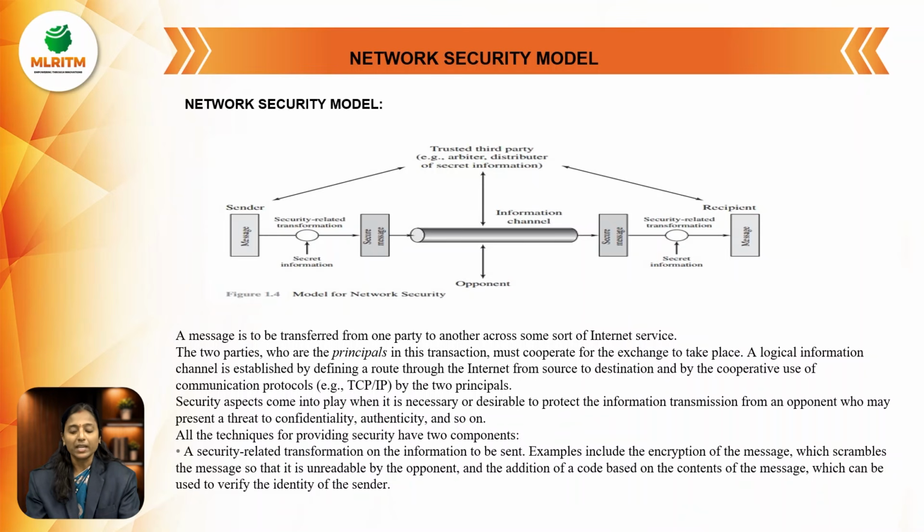The next is the network security model. Here a message is transferred from one party to another across some sort of internet service. In this, there are two parties, the principals in the transaction. The transaction and exchange of data can take place. The logical information channel is established by defining the route through the internet, and the destination by the cooperating users. The communication protocols are called TCP and IP.